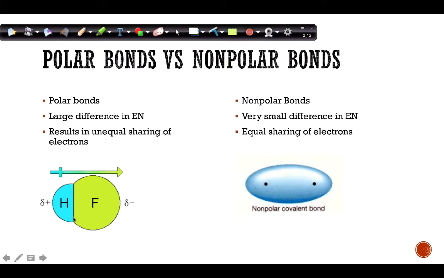So when we have a covalent bond, it can either be polar or nonpolar, and really that's based on the difference in electronegativity.